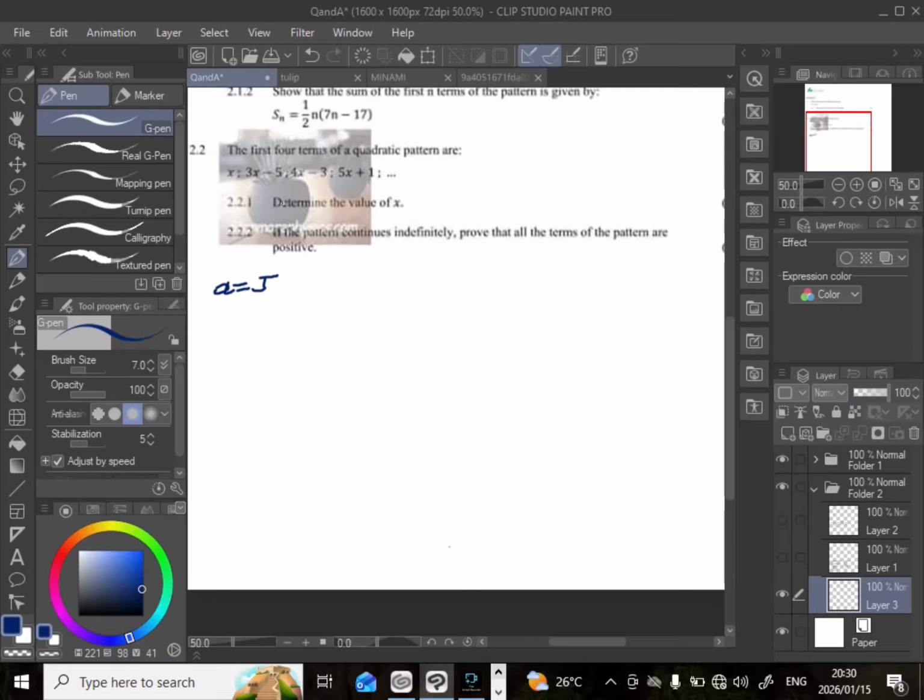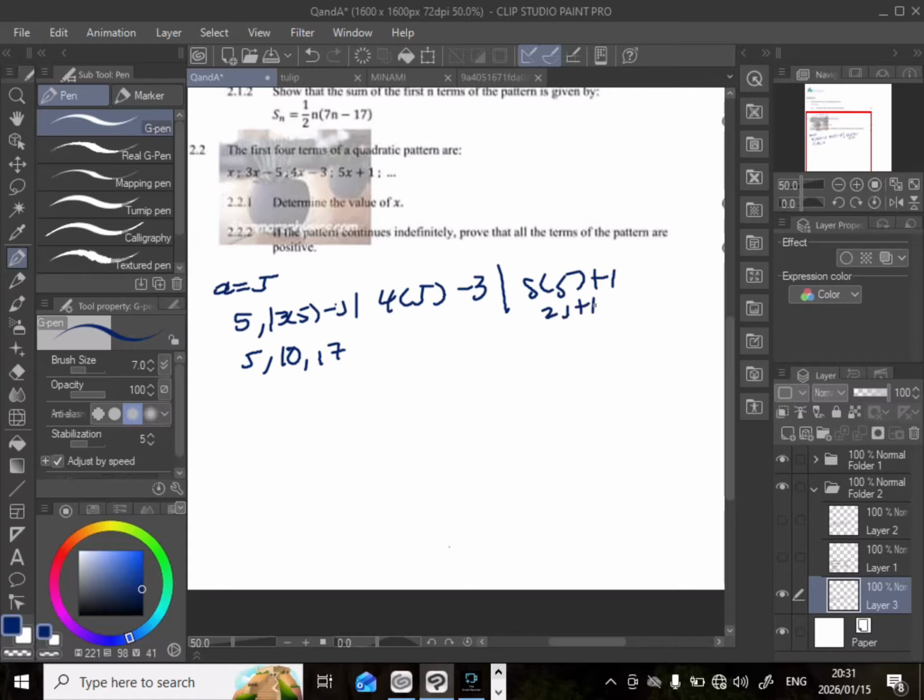So the first term in the sequence is 5, and then the second term is 3 times 5 minus 5, which is 10. Then it's 4 times 5 minus 3, which is 20 minus 3, 17, and then 5 times 5 plus 1, which is 25 plus 1, which is 26.